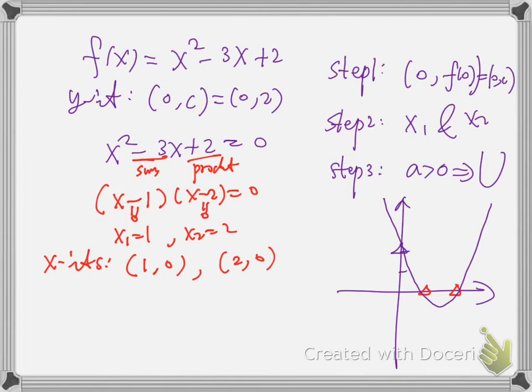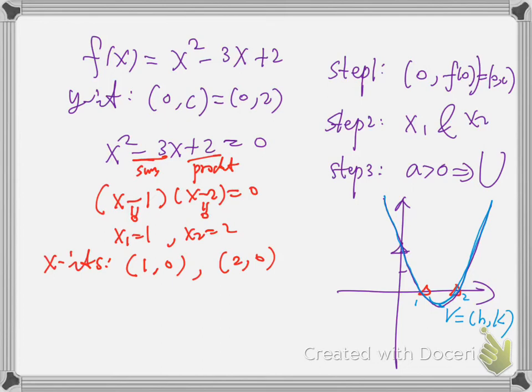Let me change the color. We need a parabola passing the y-intercept and these two x-intercepts, and it's open up. So that's the picture. Before you calculate h and k, you already know the picture, but we still don't know the precise place for this vertex. If you got the picture first, it will help tell you that k is negative and h is between 1 and 2, between these two x-intercepts.